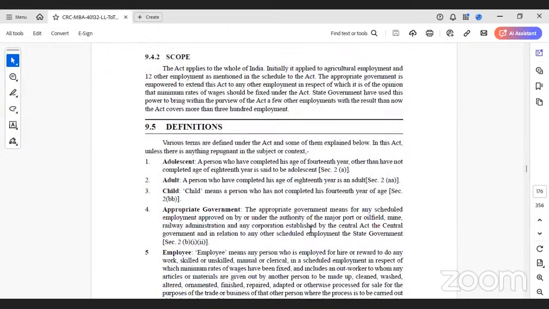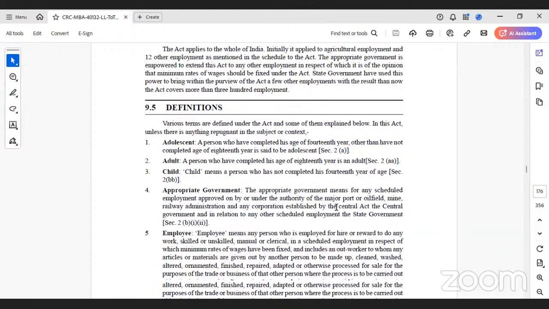Coming to the definitions, we have adolescent. Adolescent is a person who has completed the age of 14 years but has not completed the age of 18. Adult is a person who has completed 18 years of age. A child means a person who has not completed 14 years of age. Appropriate government means, for the schedule of the employment approved or under the authority of the major port or oil field or mine or railway administration.